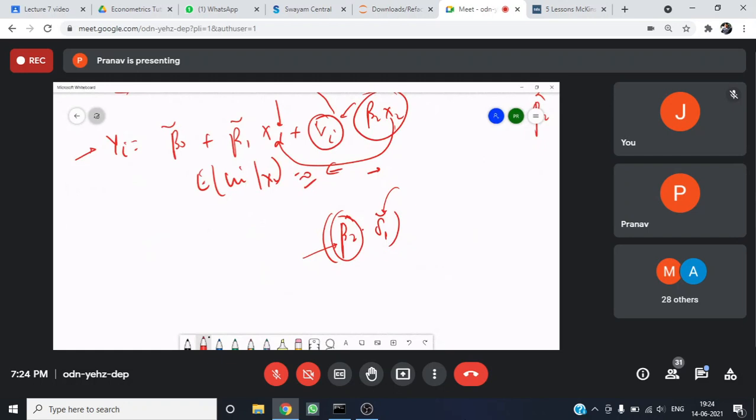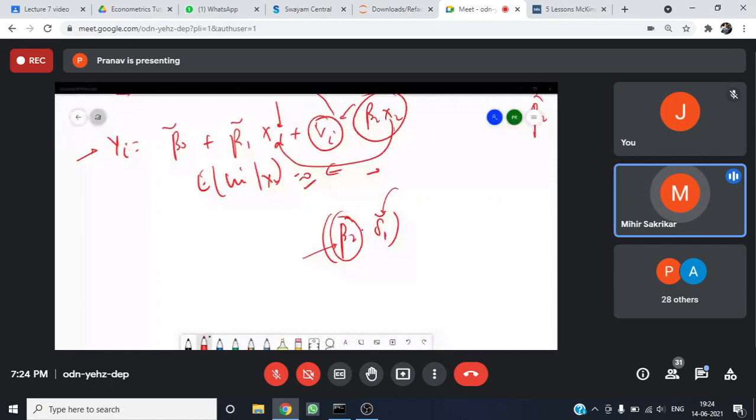Sir, I have a doubt. How do we exactly decide which variable is important and which variable isn't? Because it seems a bit discretionary on the part of the researcher.